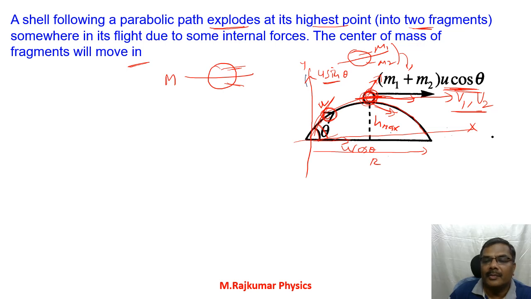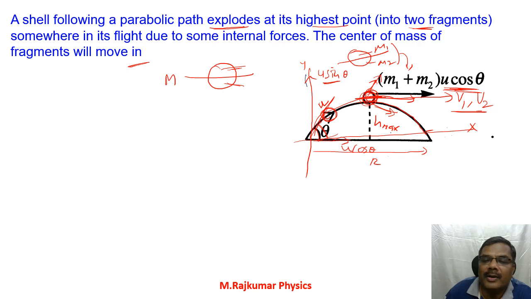While it's going up, it will become slower and slower, and at maximum height the velocity of the shell will become 0. After that, it starts coming down in this direction. Okay, this is what happened here. So here, we are considering the mass at the highest point, after which it explodes.